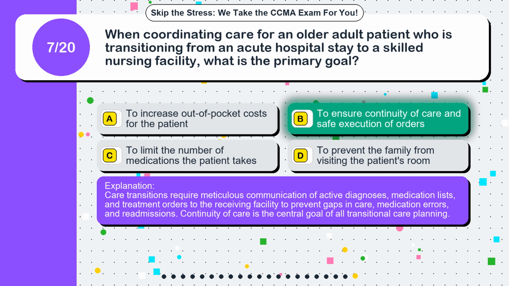Care transitions require meticulous communication of active diagnoses, medication lists, and treatment orders to the receiving facility to prevent gaps in care, medication errors, and readmissions. Continuity of care is the central goal of all transitional care planning.